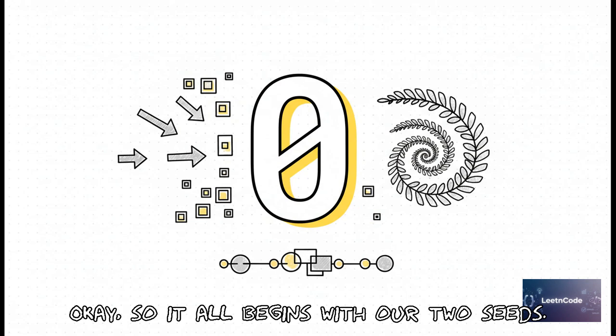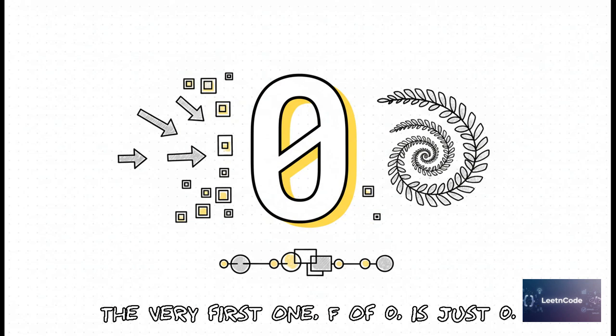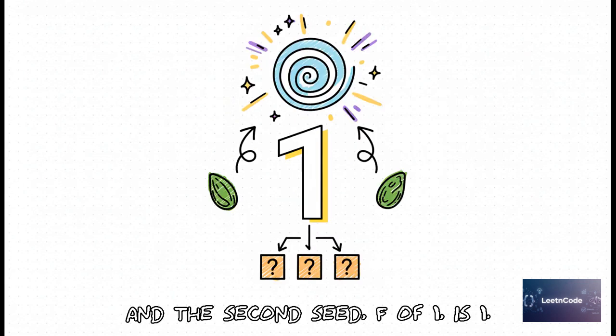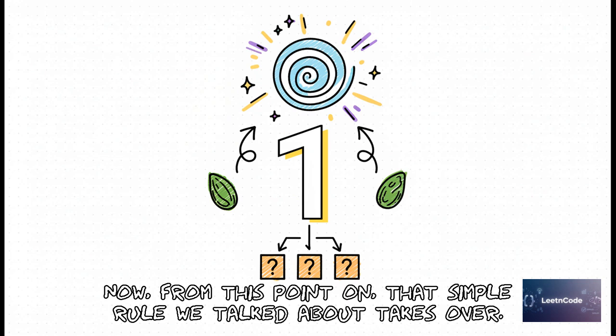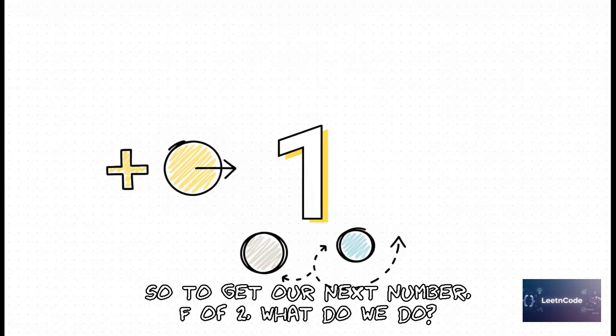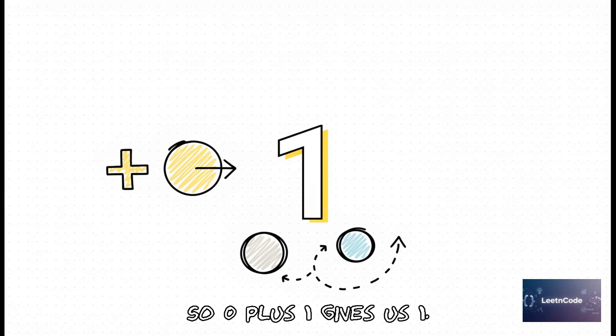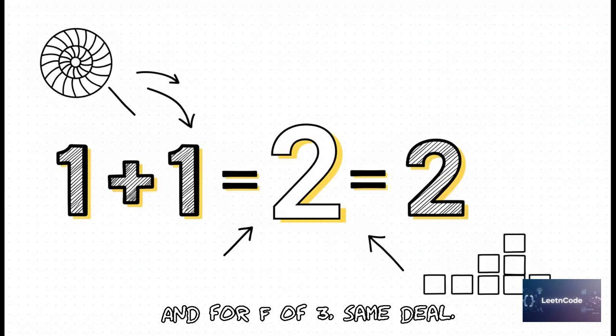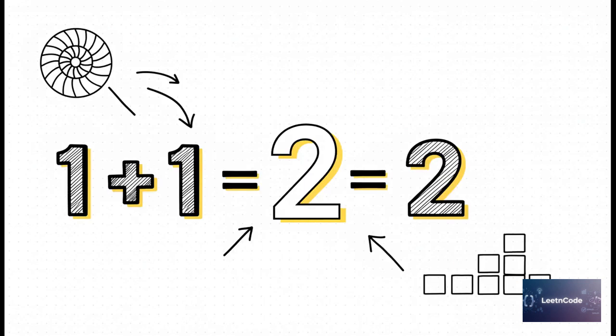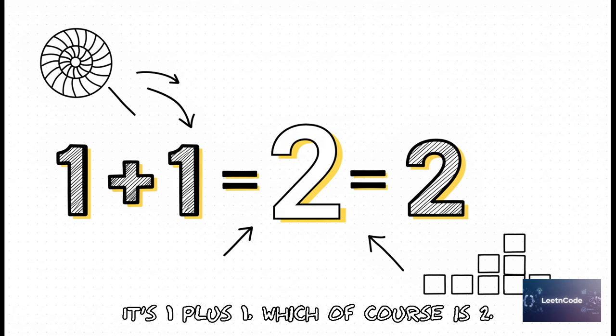Okay, so it all begins with our two seeds. The very first one, f of 0, is just 0. And the second seed, f of 1, is 1. Easy enough, right? Now from this point on, that simple rule we talked about takes over. So to get our next number, f of 2, what do we do? We just add the last two together. So 0 plus 1 gives us 1. And for f of 3, same deal. It's 1 plus 1, which of course is 2.